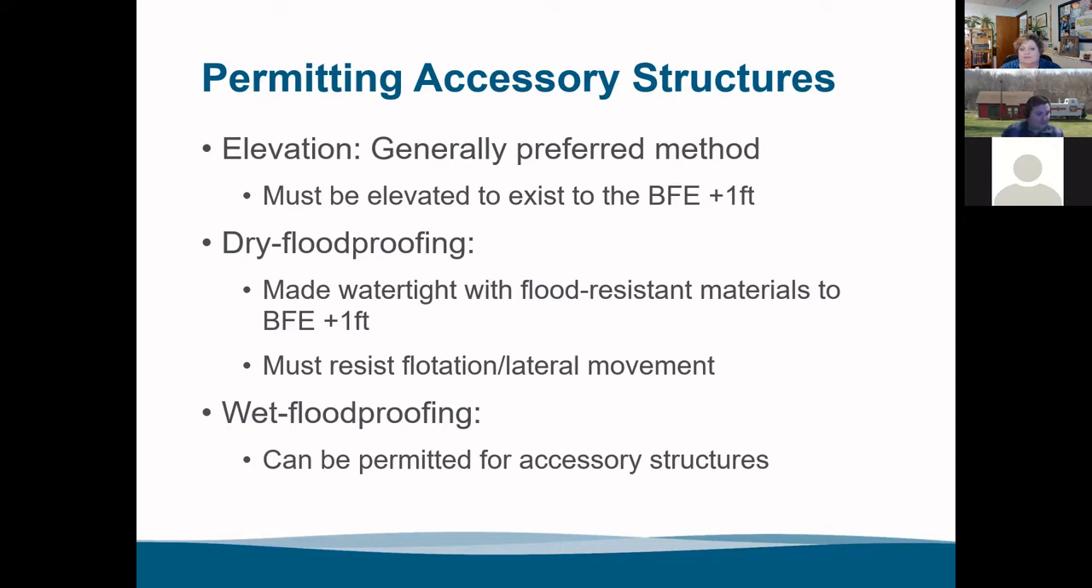The next option would be dry flood proofing, right? So again, making it watertight with flood resistant materials to the base flood elevation plus 1 foot. And of course, the same applies as for the agricultural structures, but it has to resist flotation and lateral movement, can't be picked up and moved. Or you can use a combination of both. You can elevate to a certain elevation and then dry flood proof to the base flood elevation plus 1 foot. And if those can't be considered, then you can consider wet flood proofing. This is permittable for accessory structures. You don't need a variance for accessory structures to be wet flood proofed, and that's very important for a lot of floodplain administrators. These accessory structures can be wet flood proofed, and that can be done through a permit.